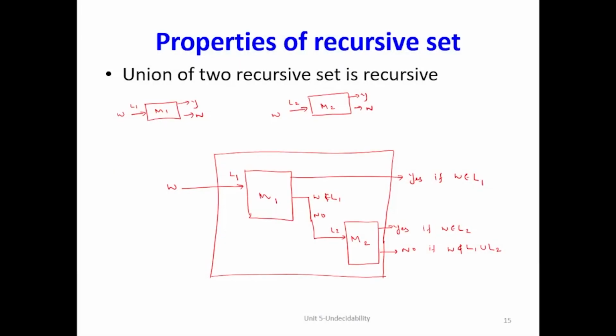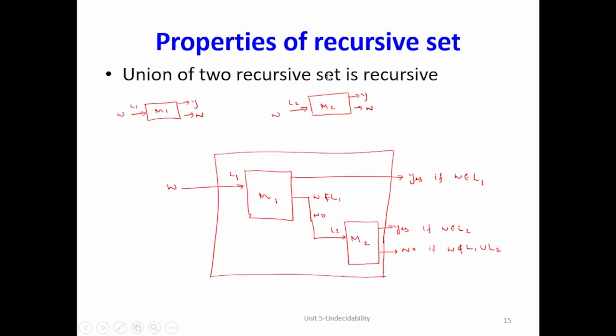Welcome to Theory of Computation. Here I am going to explain a few properties of recursive, recursively enumerable and not recursively enumerable languages. So if you consider the union property, the union of two recursive sets is recursive.